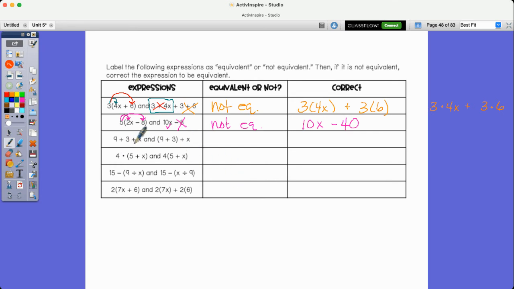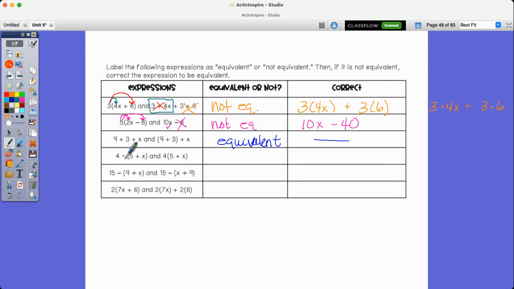I was stuffy yesterday. Okay, 9 plus 3 plus x. Is that the same as 9 plus 3 grouped together plus x? Well, let's take a look. 9 plus 3 is 12. Is it still 12 here? Yes, it is. So that is equivalent. I can spell. I can. Equivalent. So we need nothing here.